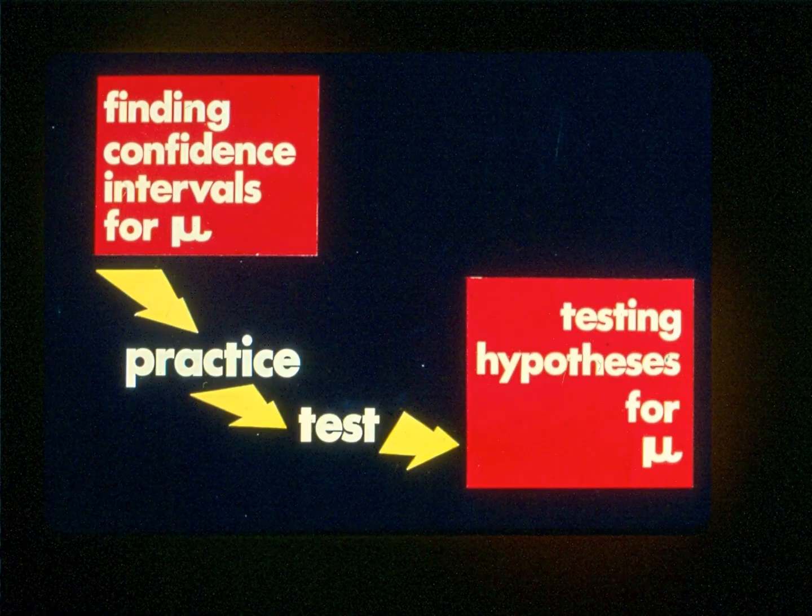This concludes this presentation. We suggest that you work the practice problems in the viewing study guide that accompanies this program and check your answers. Then work through the test and again check your answers. You will then be ready to go on to the next topic, which is testing hypotheses for mu when the variance is unknown.